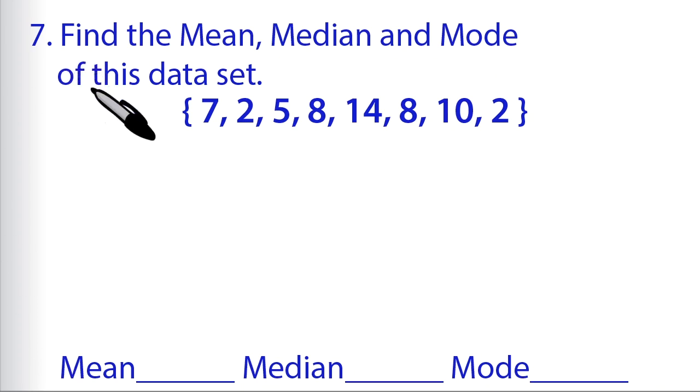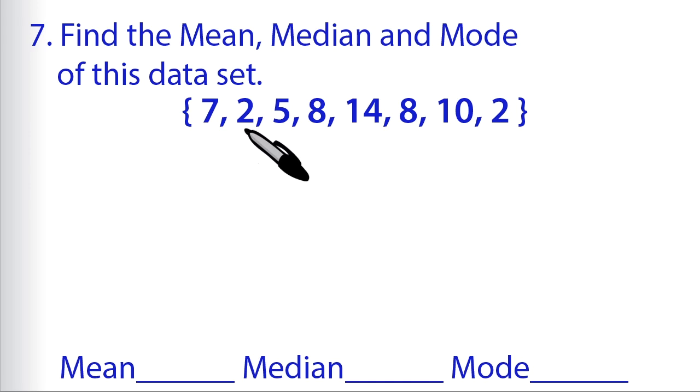For problem 7, we need to find the mean, median, and mode of this data set. This data set is 7, 2, 5, 8, 14, 8, 10, and 2. And the first thing we need to find is the mean, so we need to find the average of this. So we need to add up all the members of this data set. And because I don't have much room here, I'm just going to add them up in place.